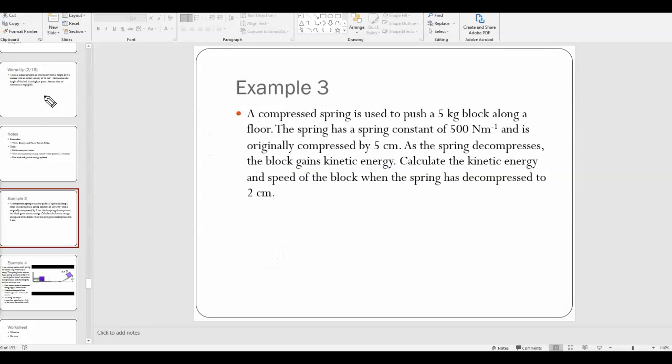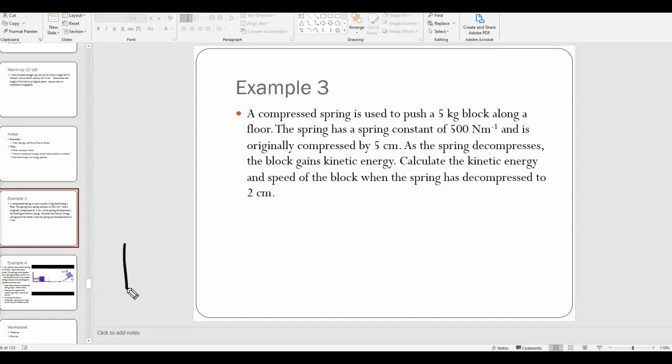Okay, so example 3. It says a compressed spring is used to push a 5 kilogram block along a floor. The spring has a spring constant of 500 newtons per meter and is originally compressed by 5 centimeters. As the spring decompresses, the block gains kinetic energy. Calculate the kinetic energy and speed of the block when the spring has decompressed to 2 centimeters.